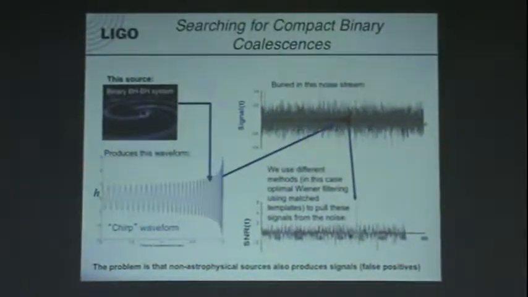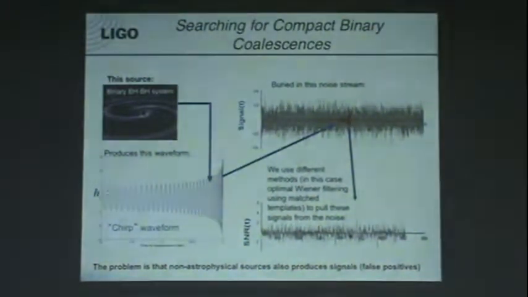Well, our interferometers are operating, so we have to search for these waves. We do it using optimal filtering. So this binary black hole system produces a chirped waveform. I'm going to try and play it for you, but I'm not sure if my computer sound is loud enough, but hopefully it will be.